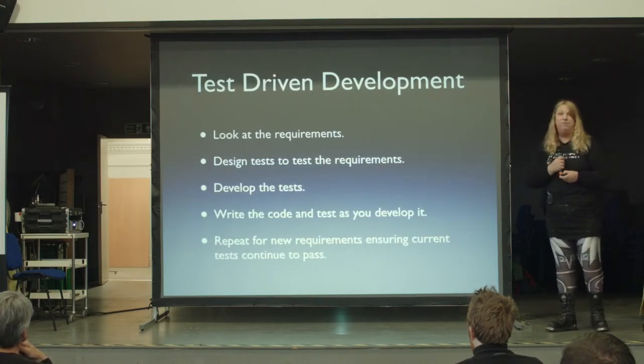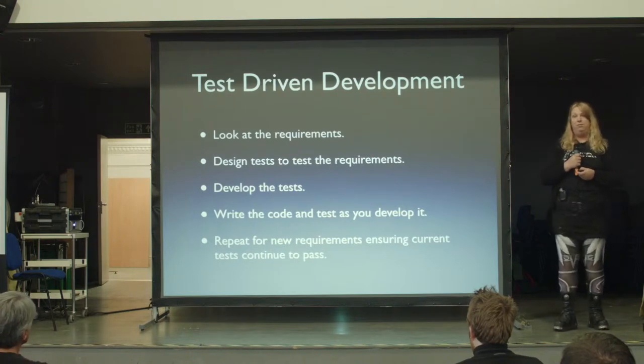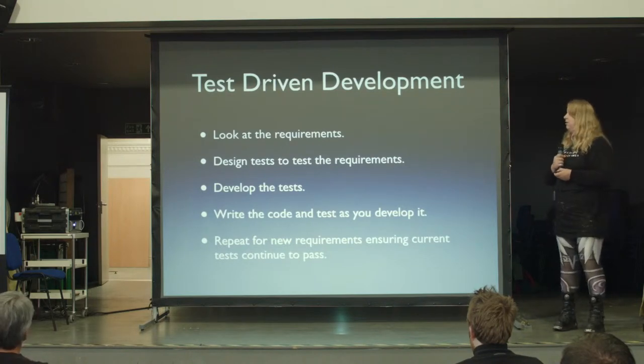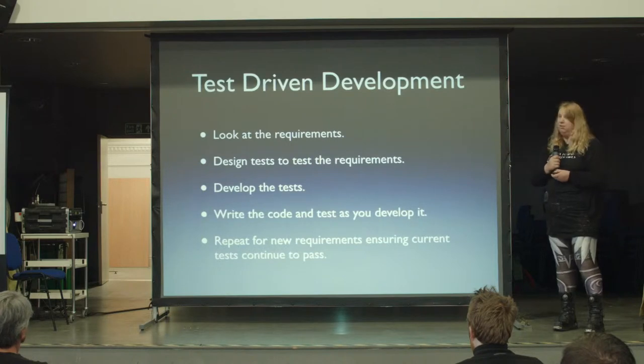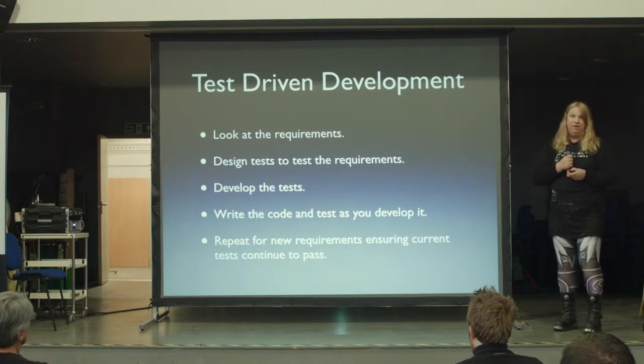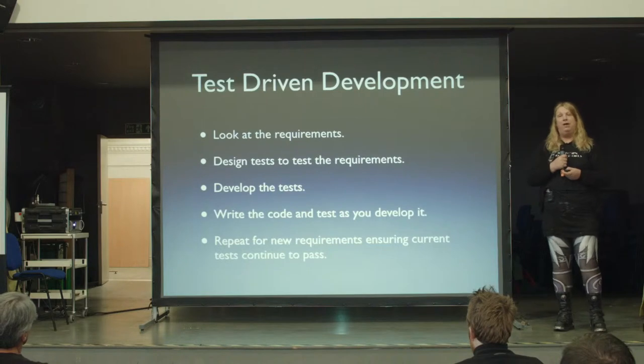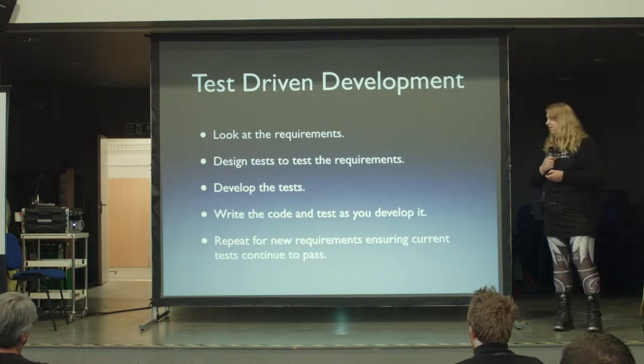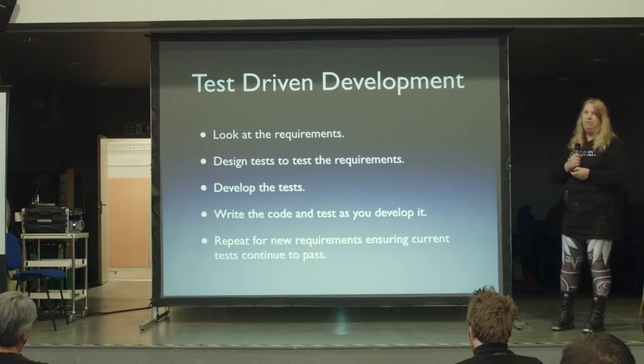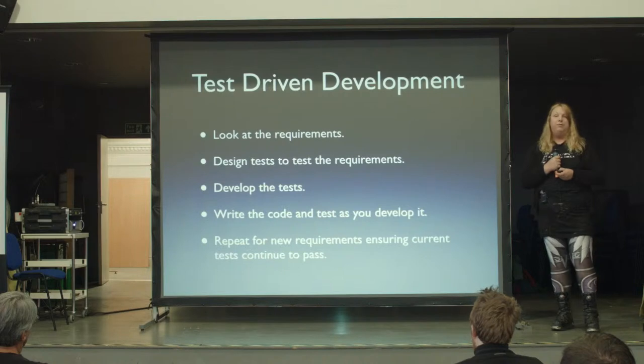So, test-driven development. There are a couple of ways that you can develop and test as you go along. One of which is test-driven development. You look at your requirements. You then design your tests to test the requirements. You develop those tests. And then as you develop the code, you run the code against the tests. That proves that you're fulfilling your own requirements. Every time you get some new requirements, repeat.